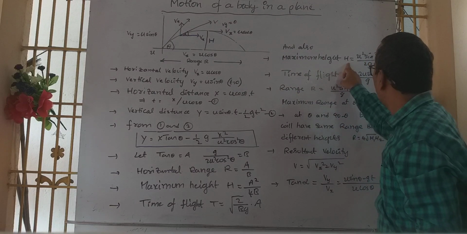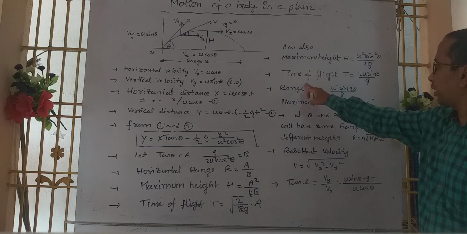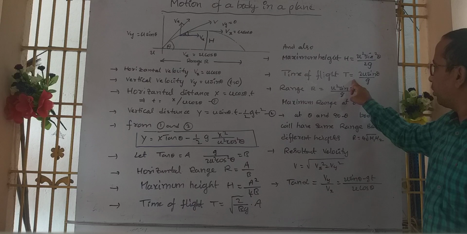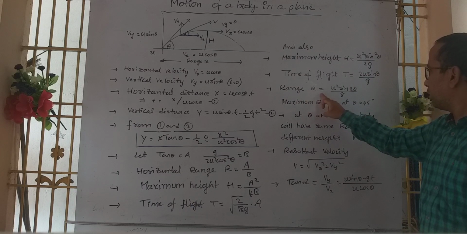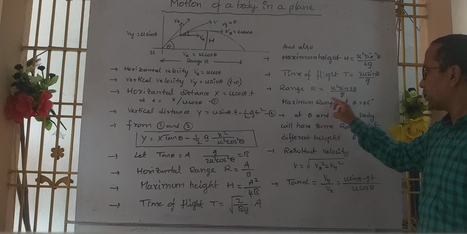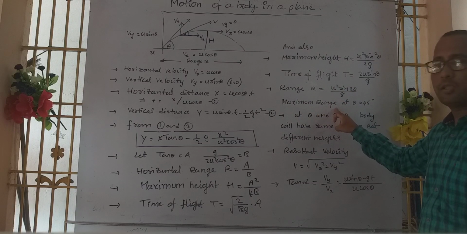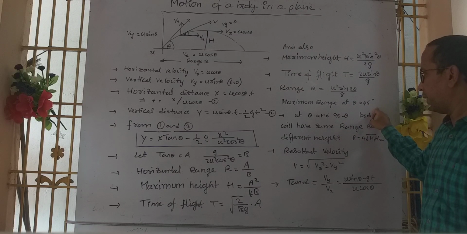But here it is derived, look at this concept, and also the main formulae. Maximum height h is equal to u square sin square theta by 2g, and time of flight t is equal to 2u sin theta by g. Range R is equal to u square sin 2 theta by g. Now like this, maximum range is observed at theta equal to 45 degrees.